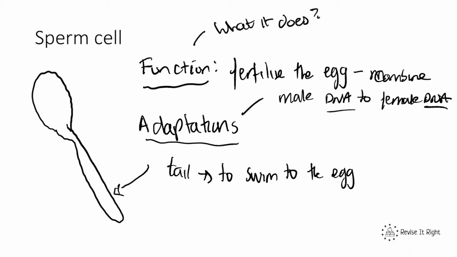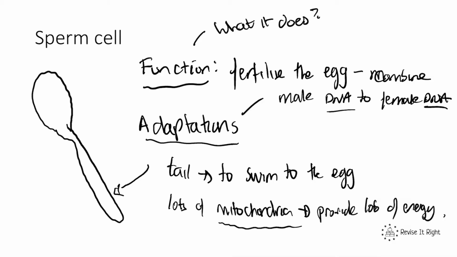Now, if it couldn't swim, it couldn't go anywhere, it couldn't get to the egg, so we would have died out as a species. Animals would have died out. So very important that sperm has a tail. Also, within the sperm, there are lots of mitochondria. Now, if you think this sperm has got to do a lot of swimming, it's got to travel a long distance, therefore it's going to need lots of energy. And we'll remember from a previous video that mitochondria is where aerobic respiration happens, which provides energy. So it needs lots of mitochondria to provide lots of energy for its journey to the egg.